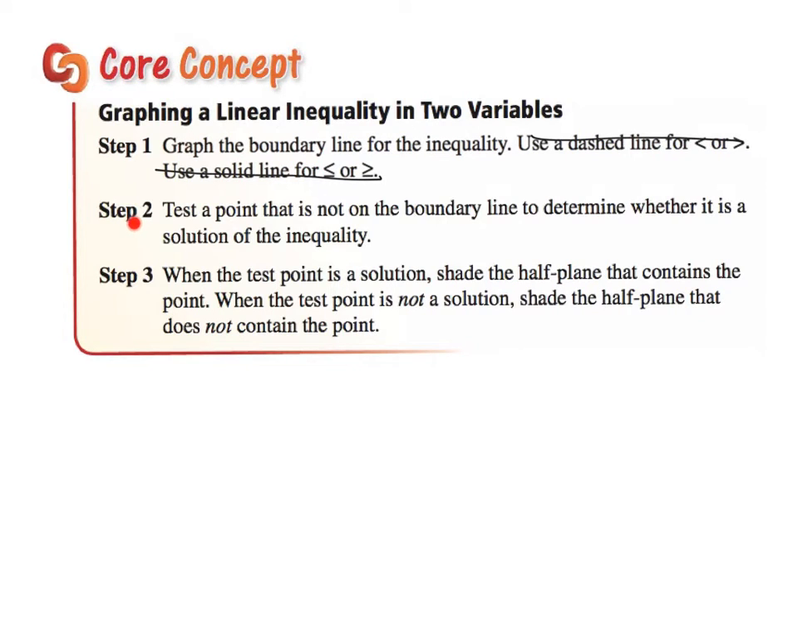Now, step 2, you're going to test a point that is not on the boundary line to determine whether it is a solution. Step 3, when you test the point, if that test point is a solution, that side of the half plane is the solution. So that's the side you would shade. When the test point is not a solution, you're going to shade the other half plane, which is going to be the part that is the solution. So you're going to shade the part that is the solution.